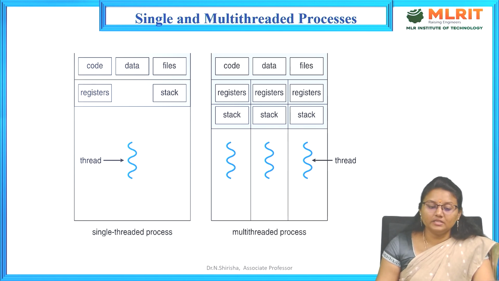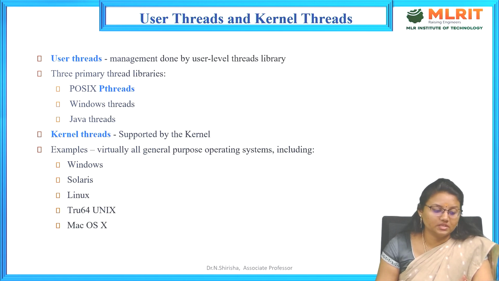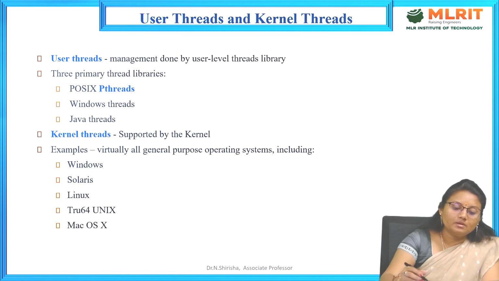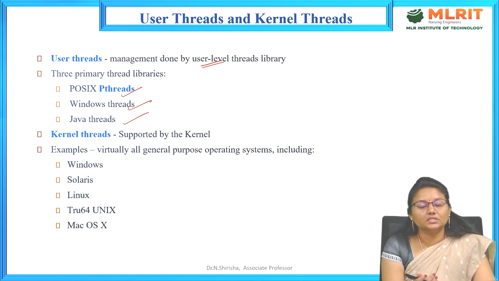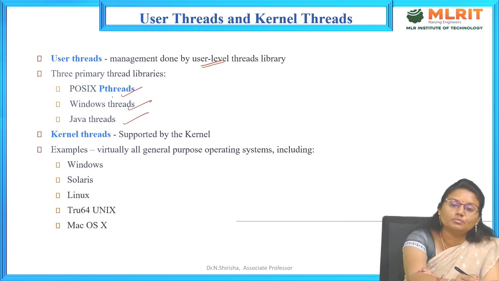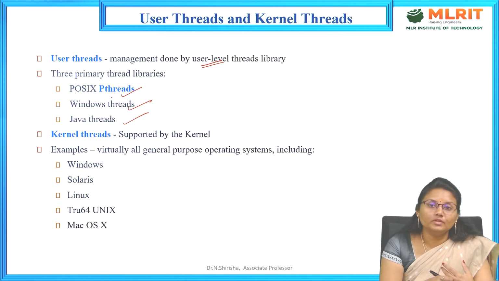We'll see, in multi-threading, what user threads and kernel threads are and how many different types there are. User threads are managed by a user-level threads library. Three primary thread libraries are there: POSIX threads, that is Pthreads, Windows threads and Java threads. According to the operating system we are using, on Linux or Unix we call them POSIX Pthreads. In Windows, those are Windows threads, and Java threads are used with the JVM.